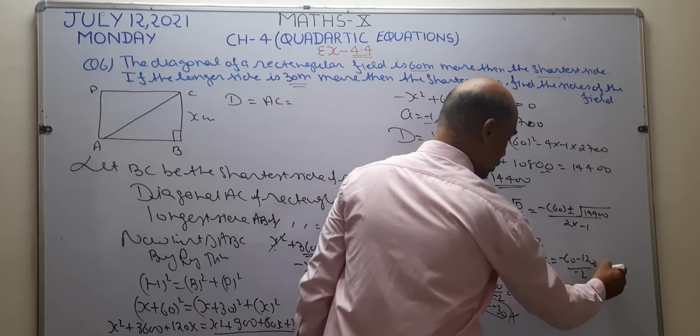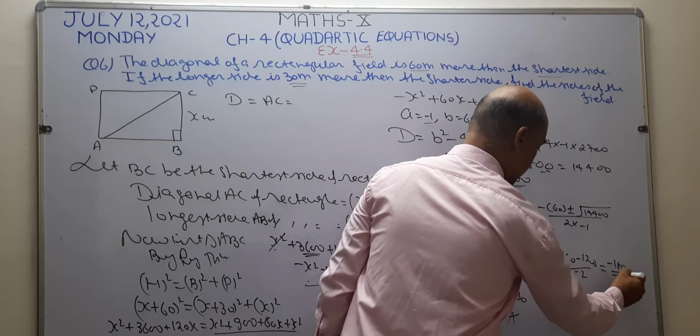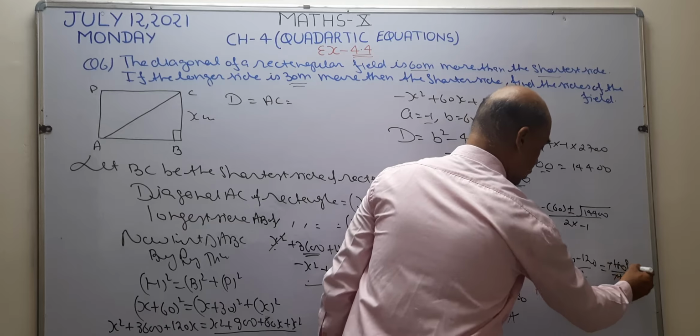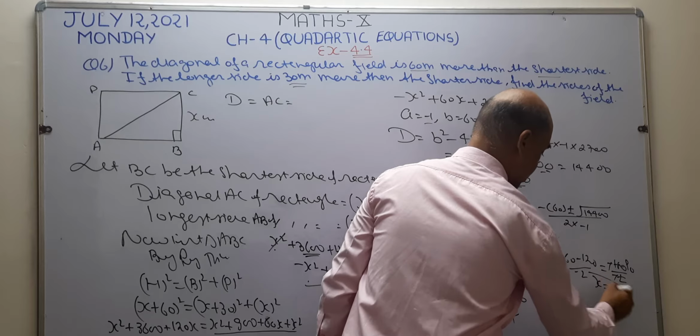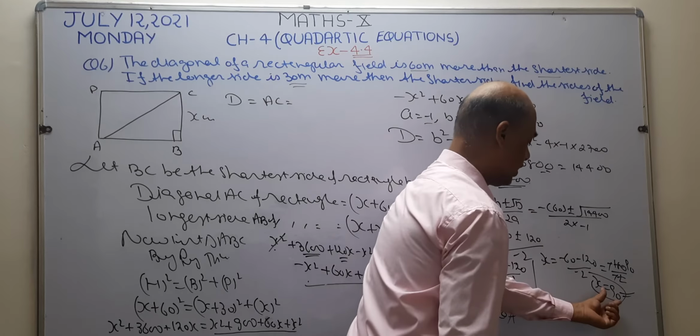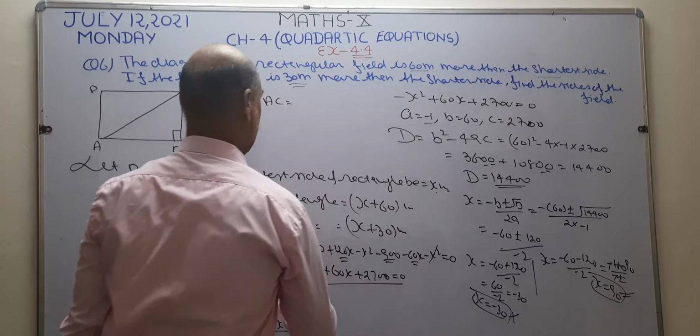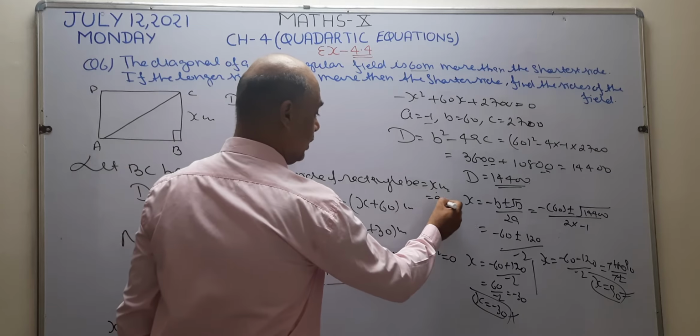Now I am going to solve the other one. So this becomes minus 180 upon minus 2. The 2 is cancelled with the 2, so the x value becomes 90. As it is positive, I am going to consider this one. So this x, the shorter side, becomes 90.